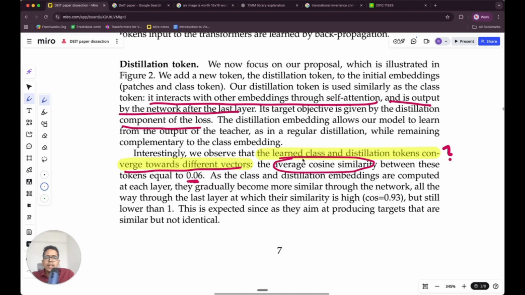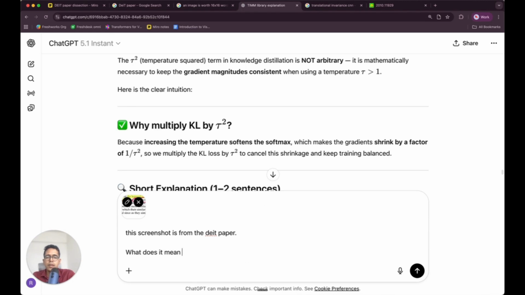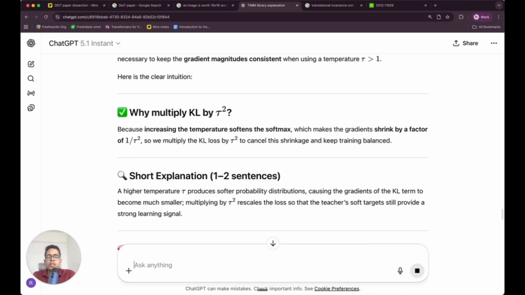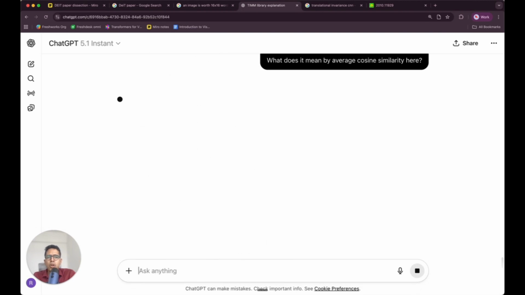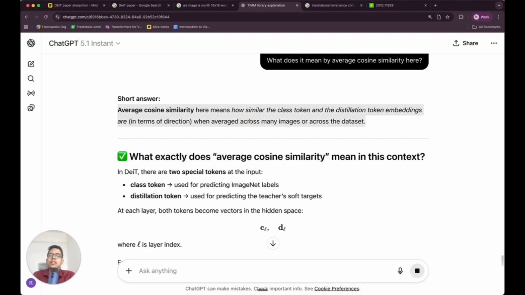So here when they say average, I did not fully understand. Average across different layers? Is that what they're saying? Let's ask. So let me say this screenshot is from the DeiT paper. What does it mean by average cosine similarity here? Because if it is averaged through different transformer blocks, I can't believe that it's so small. The cosine similarity is so small. How similar are the class token and distillation token when averaged across many images or across the dataset.